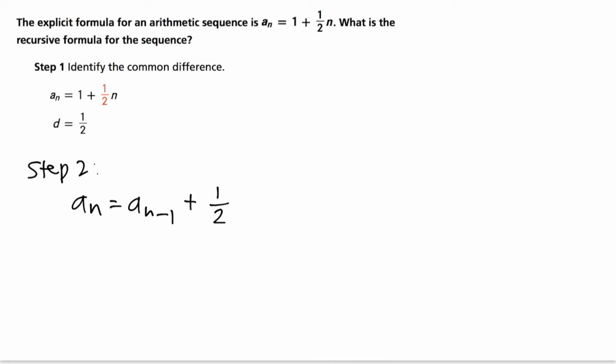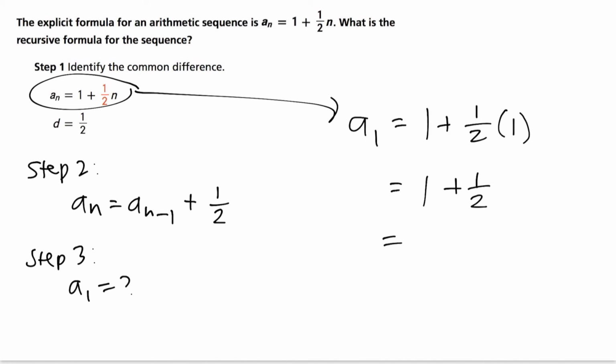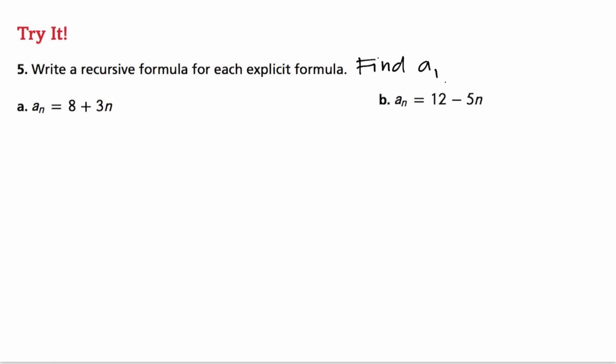The last thing we have to do is to figure out what the value of a sub 1 is, that first term. And so all I need to do is just plug in 1 in for n, and I end up getting that a sub 1 is equal to 3/2 or 1.5. Write a recursive formula for each explicit formula and also find a sub 1.